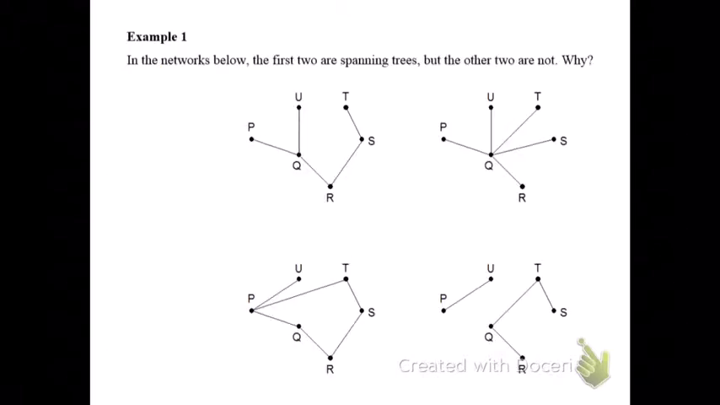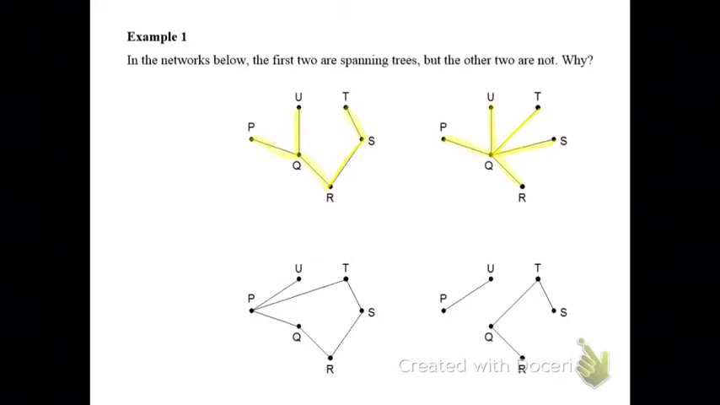In the networks I've shown here, the first two are spanning trees, but the other two are not, and the question is why. In the first couple, you can see here that all of the nodes are connected, but there's no way for me to make a cycle or a loop. Same is true for the second example. There's no way I can make a loop there.